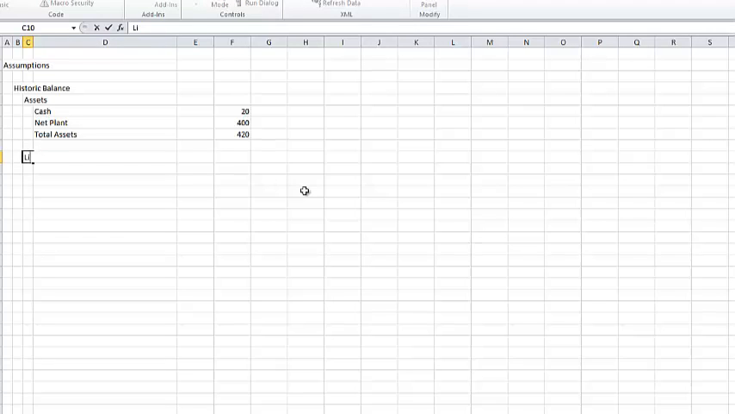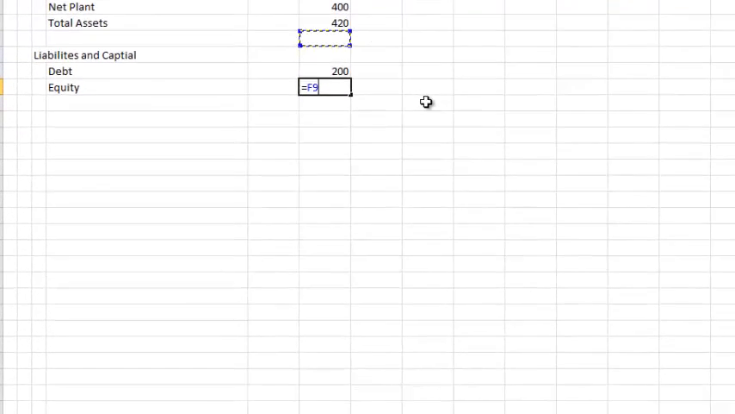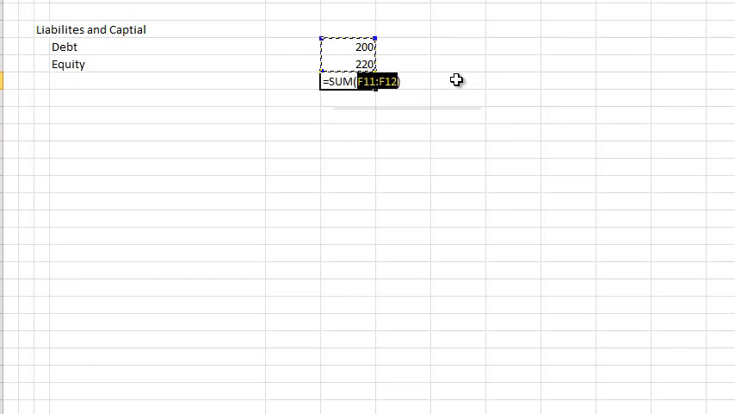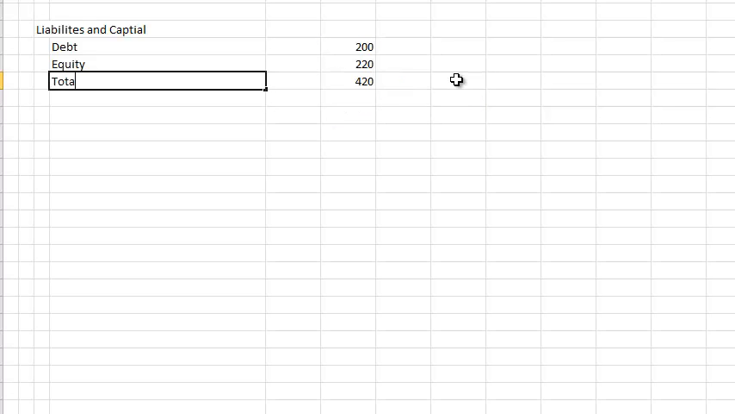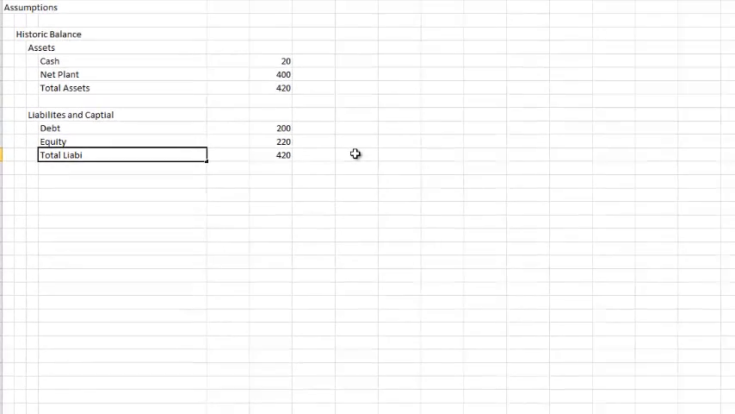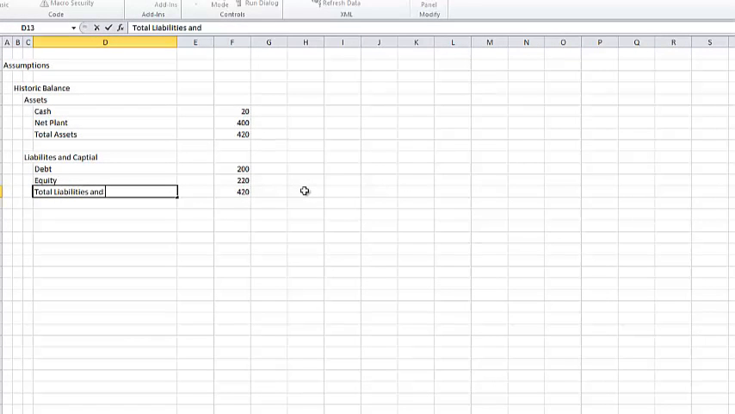Liabilities and capital. Let's put debt of, how about 200, and equity, and we better make this the difference. Okay, Alt equal, total liabilities and capital.